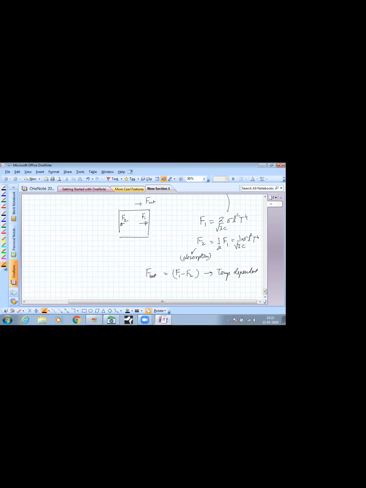Now initially the walls of the container were at absolute zero. So this was about the net amount of photons absorbed and all that. But as the body starts heating up, or rather as the body starts cooling down, the loss of heat is converted into kinetic energy.